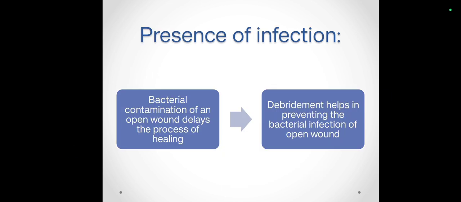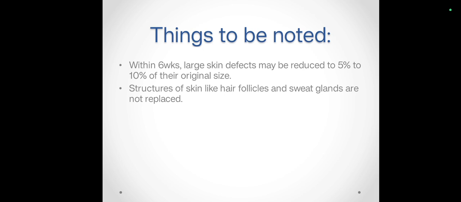Now if infection is present, what will happen? It will slow down the process of healing. In such cases, we do debridement and remove all the debris. Things to be remembered are: within 6 weeks, large skin defects may be reduced to 5 to 10% of their original size, whereas structures of skin like hair follicles and sweat glands are not replaced in such wounds.